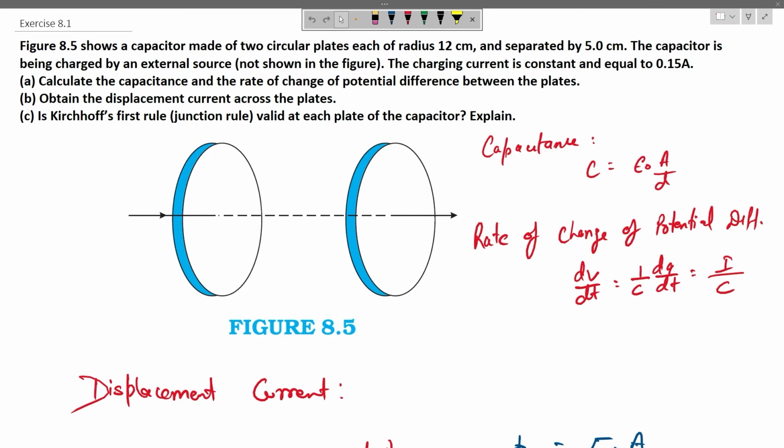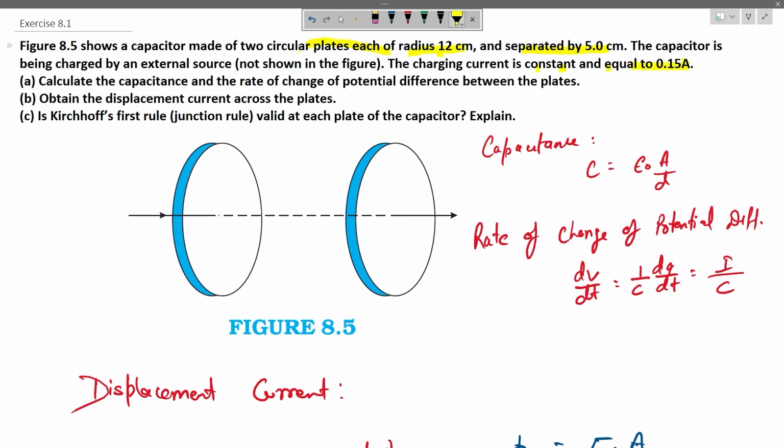The question is saying that figure 8.5 shows a capacitor made of two circular plates, each of radius 12 cm and separated by 5 cm distance. The capacitor is being charged by an external source not shown in the figure. The charging current is constant and is equal to 0.15 ampere.